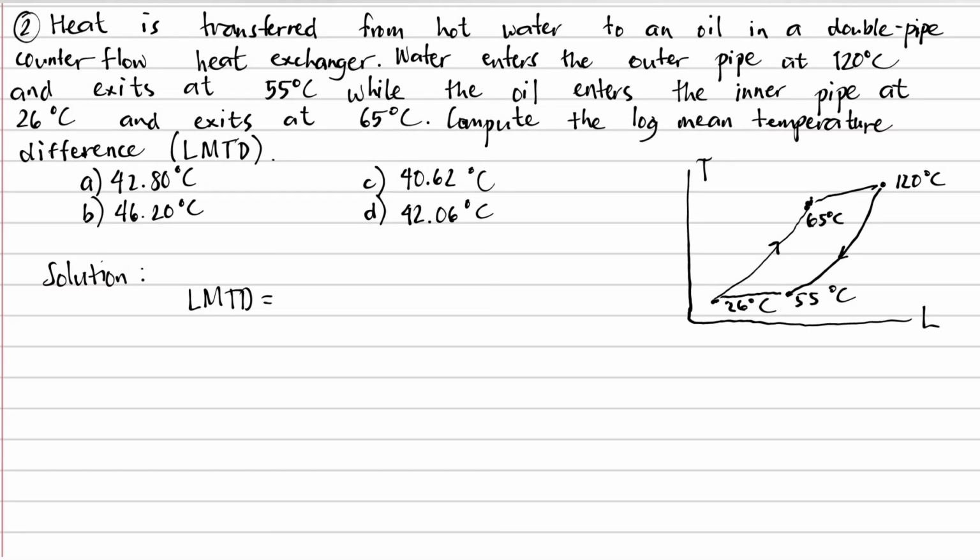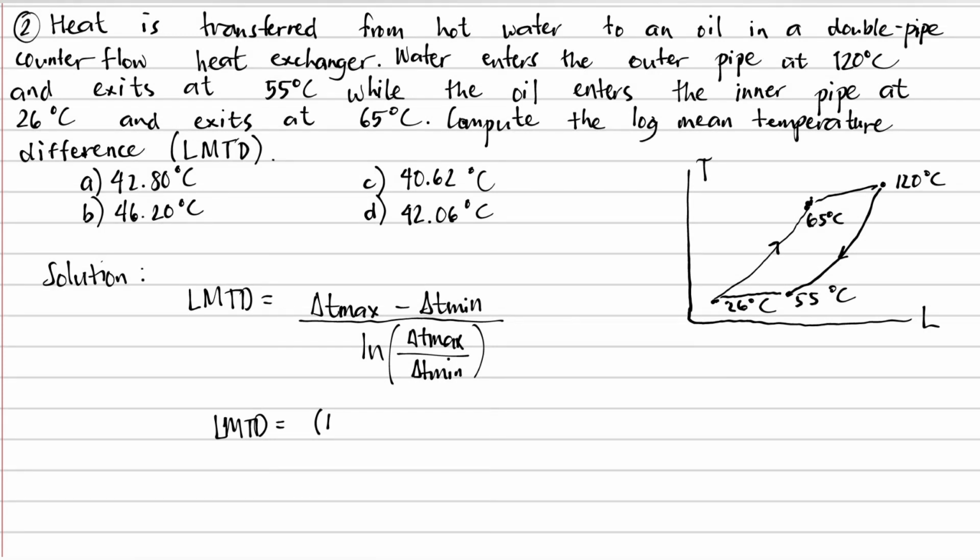Pinaka-formula natin is for the log mean temperature difference or LMTD, we have the formula delta T max minus delta T min all over ln ng delta T max over delta T min. So, LMTD, delta T max, makikita mo naman visually, o kahit i-compute mo sa isip mo, kung alin dyan yung mas malaki. Para sa akin, yung 120 minus 65. So, yun yung magiging delta T max natin.